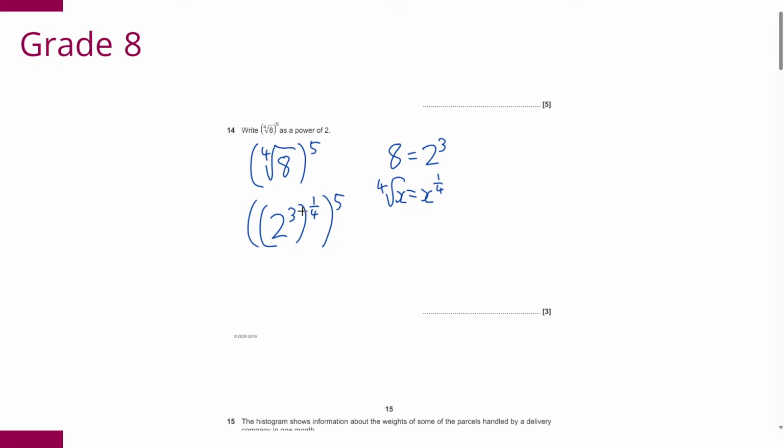Okay. And then the rule is, inside and the outside of the bracket, we just times them. So, we've got a calculator, might as well use it. 3 times 5 times 0.25. And we get the answer 15 over 4, or 3 3/4.